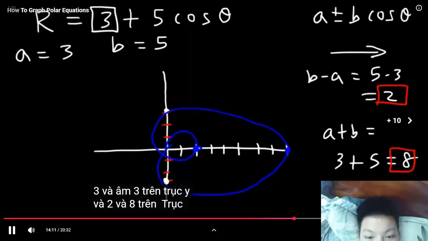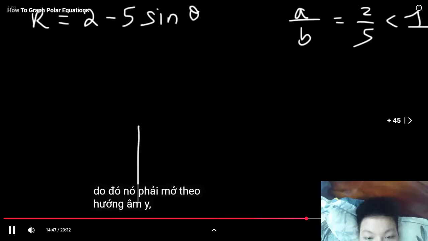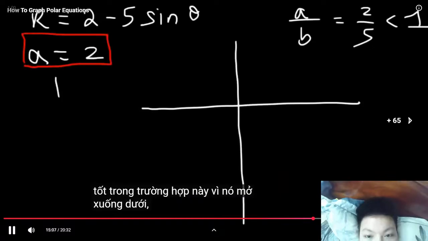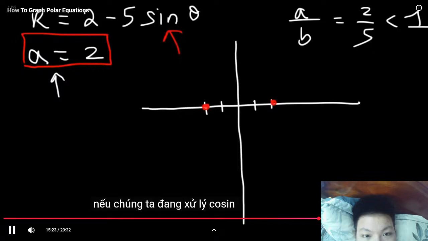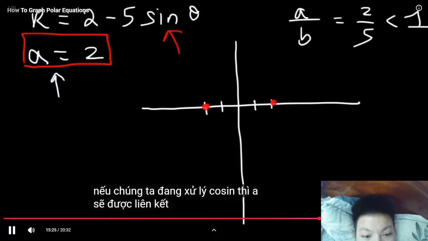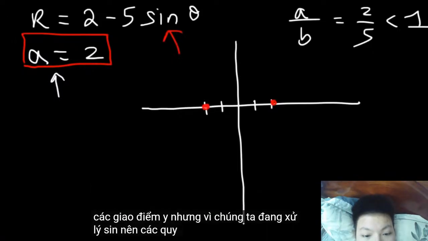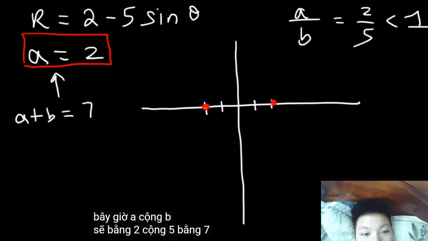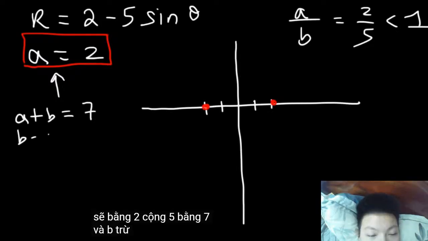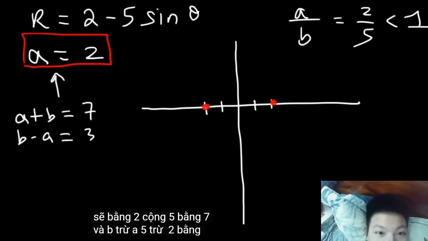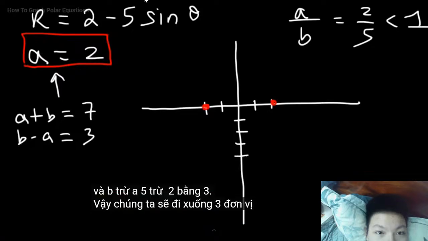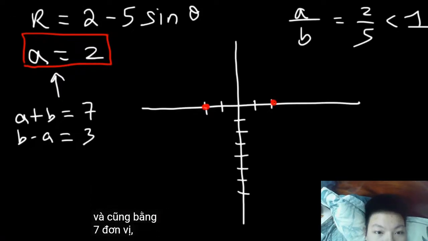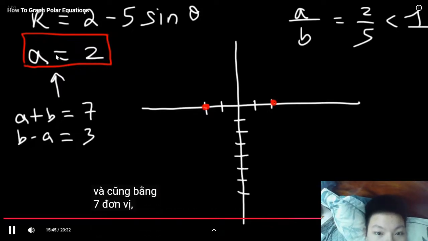If we're dealing with cosine, then a would be associated with the y-intercepts, but because we're dealing with sine, the roles are reversed. Now a plus b, that's going to be 2 plus 5, that's 7. And b minus a, 5 minus 2 is 3. So we're going to travel 3 units down and also 7 units. So we're going to have 2 y-intercepts.